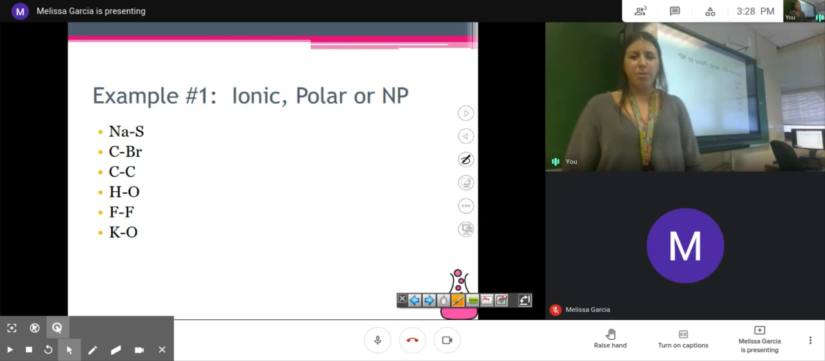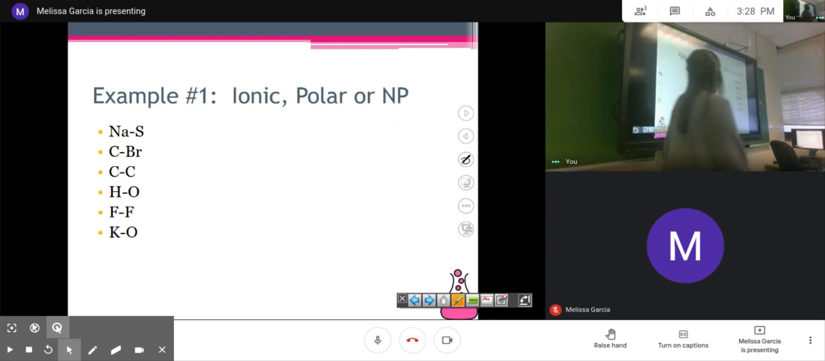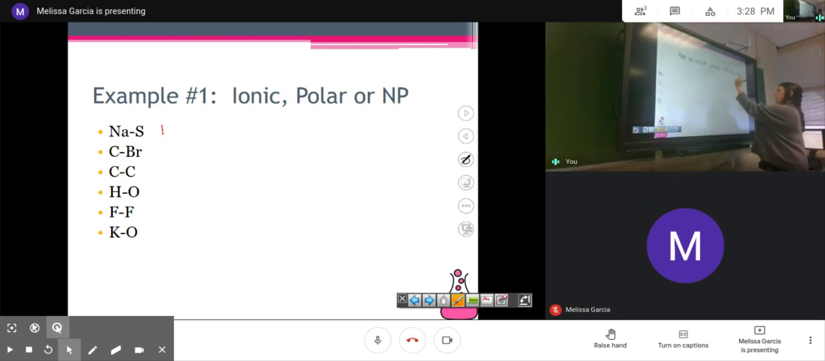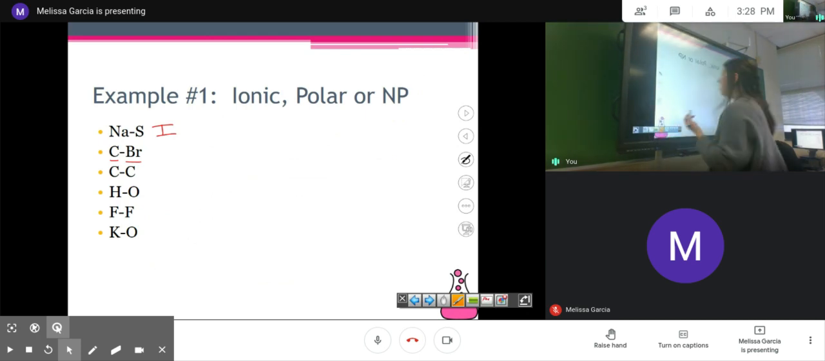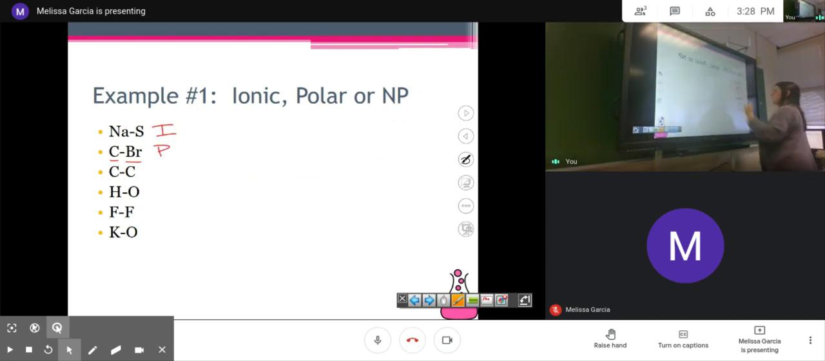Okay, so hopefully we were able to do this. We should have seen that NaS, this is a metal and a nonmetal, should have been ionic here. CBr, this is two nonmetals and they're different atoms, which means the electronegativity difference is probably going to come out higher than 0.4. So that tells me that this is going to be a polar covalent bond.